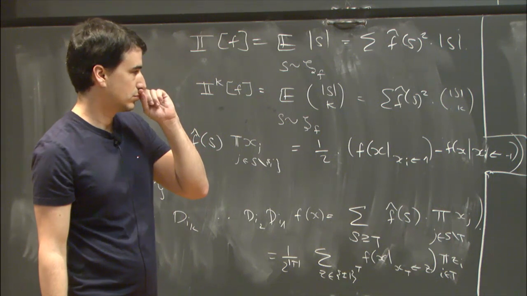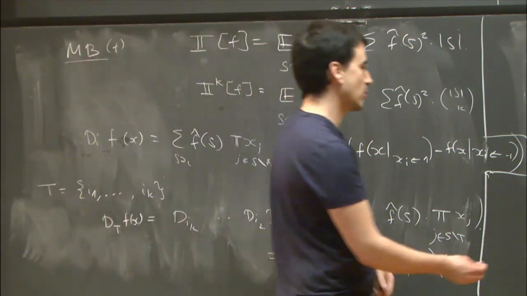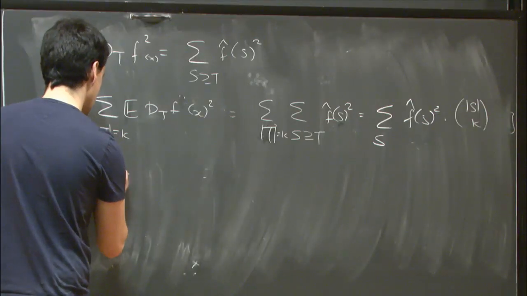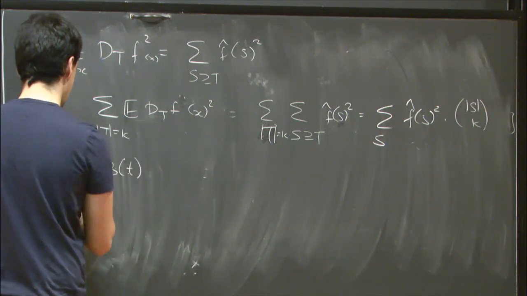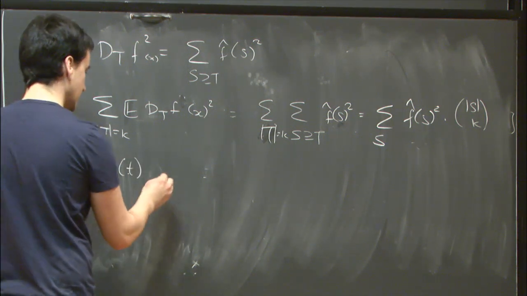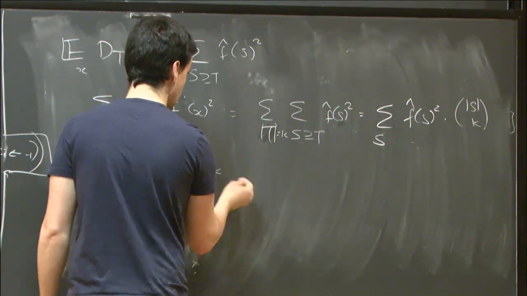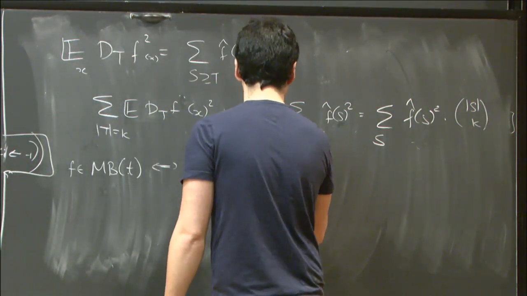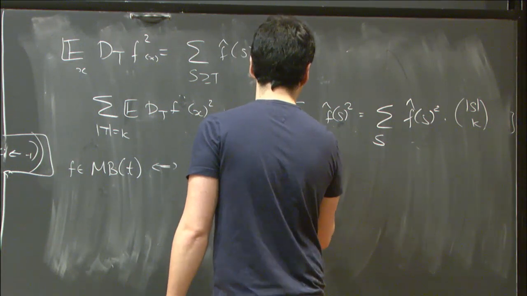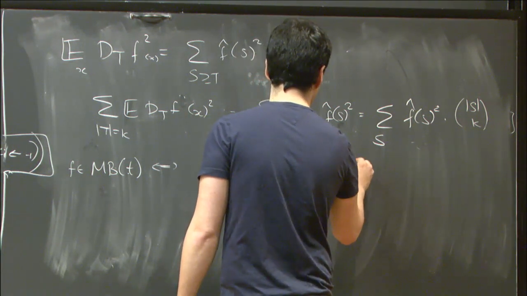And the moment bound with parameter t: some Boolean function has this property if and only if for any k, the kth influence is at most t to the k.